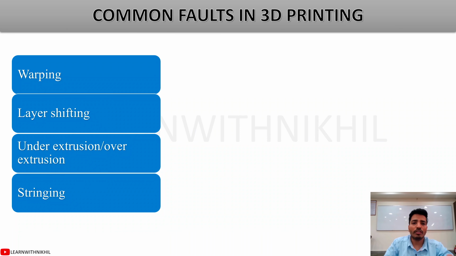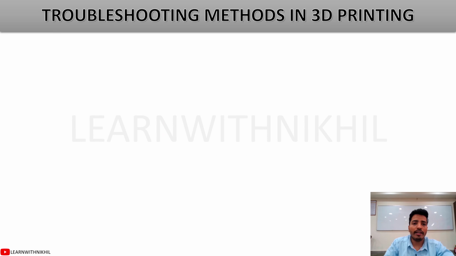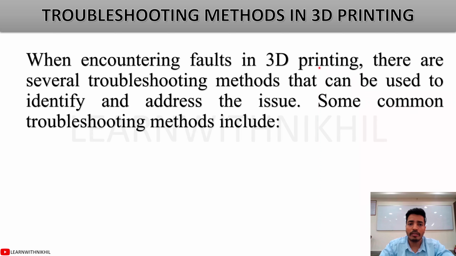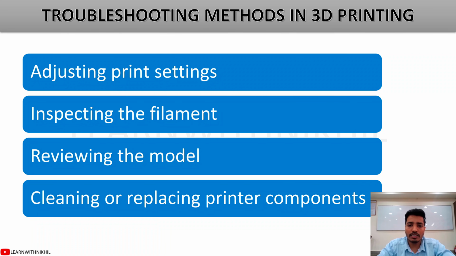So these were the few common faults in 3D printing. Next, we'll move toward the troubleshooting methods. This is again very important. First you have to identify what mistakes are happening. Next, you have to go to the troubleshooting methods in 3D printing. When faults are encountered in 3D printing, there are several troubleshooting methods that can be used to identify and address the issue. I'll discuss some of the major ones. Again, adjusting the print settings in the slicer software: you have to adjust the temperature and speed, and do the settings properly.